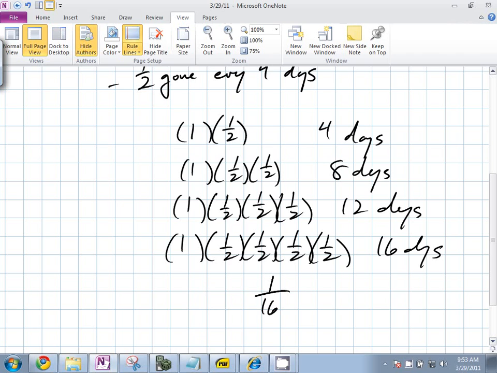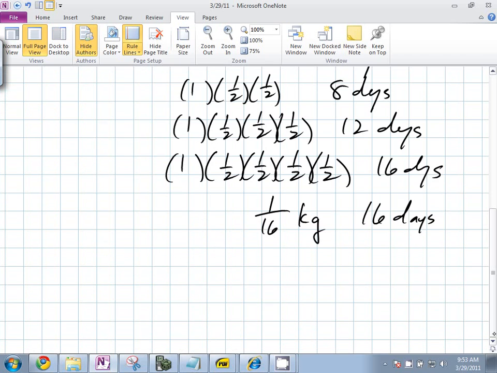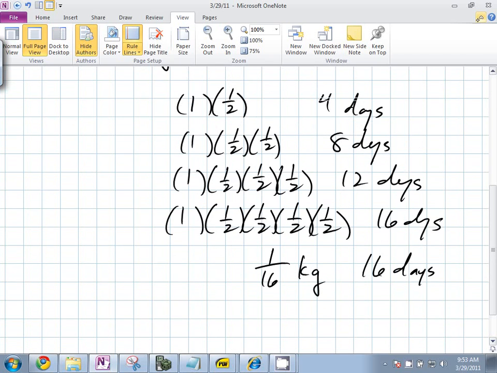1 over 16 kg after 16 days. And my handwriting is getting progressively worse. I'm sorry about that. Okay. So B, it says, find the mass that remains after T days. Okay, so you had to do that out by hand first. Might have helped you there.